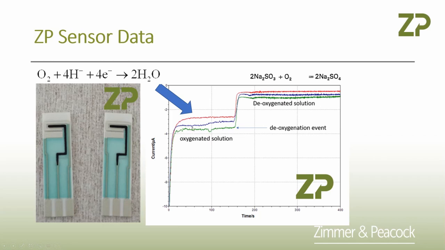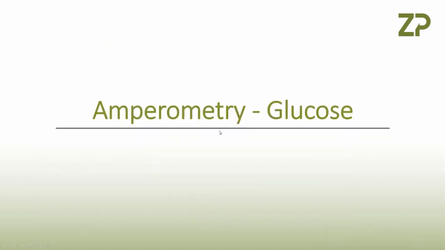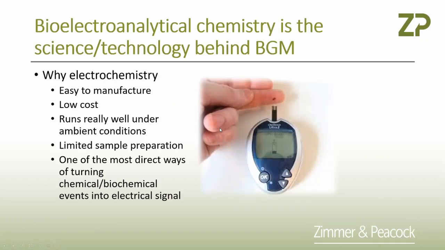This is some data that we've collected where we have an oxygenated solution and a current of minus 4 microamps, and then we deoxygenate it and the signal changes quite rapidly. Amperometry is commercially used an awful lot, as I say, in glucose sensing. The beautiful thing about glucose sensors and glucose strips is that they're easy to manufacture, low cost, and run well under ambient light. You can have a drop of blood, put it on a sensor, and this whole thing can be done under light without interfering with the signal. There's very limited sample preparation. You can just put a drop of blood on there and get a signal.